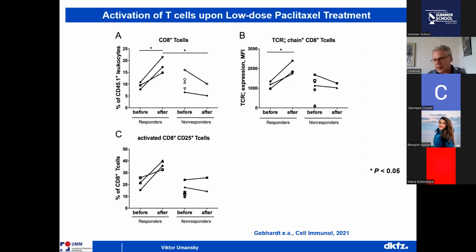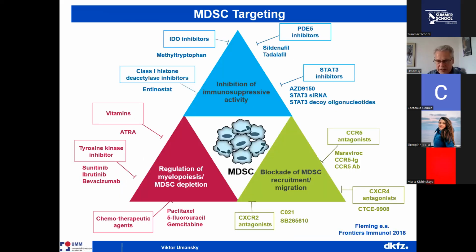Now, the T cells, so it's again the same as what we saw in mice. In responders there is an accumulation of T cells in the tumor and increased expression of TCR-zeta chain. And here also, in responders, there is accumulation of activated CD8, CD25 double positive T cells. Now, the next example: how we can inhibit immunosuppressive activity.